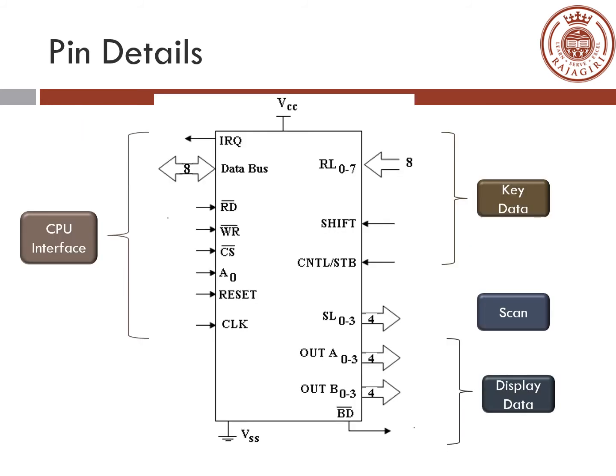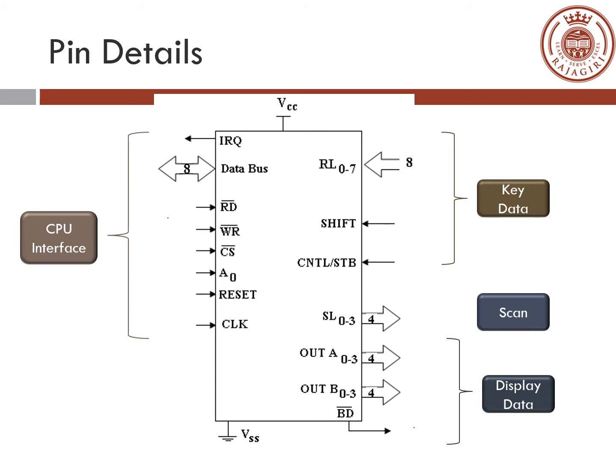The figure shows the pin details of the 8279 grouped according to function. So the pins on the right hand side go to the I/O devices, which is the keyboard and the display, and the pins on the left hand side are the CPU interface. They go to the 8085 microprocessor.